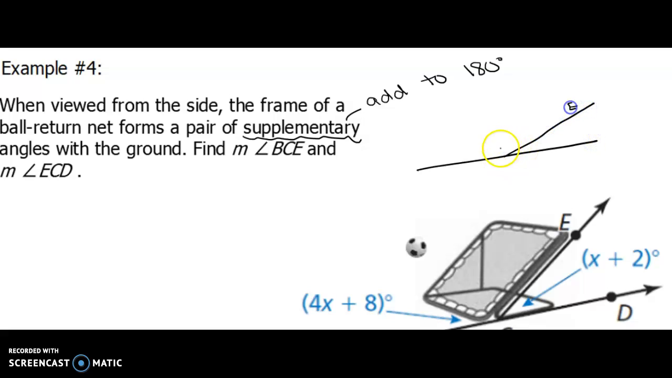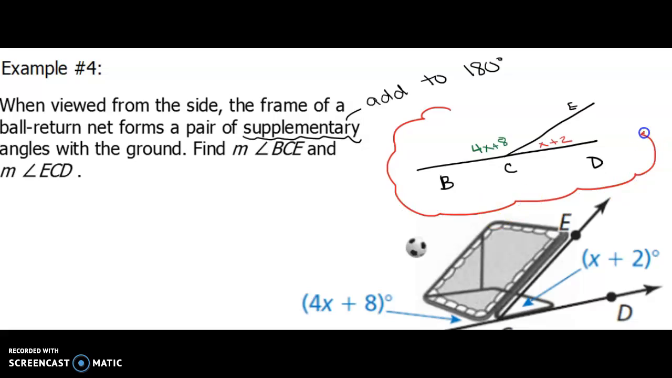So this is E, this is C, this is D, and this is B. This angle is 4x plus 8, and the other angle, the smaller angle, is x plus 2. Do you have to do this? Absolutely not. But at least for me, this is a whole lot easier to look at and read than this. There's too much going on here. I'm too scatterbrained to do a good job looking at that. So now let's figure out this problem.